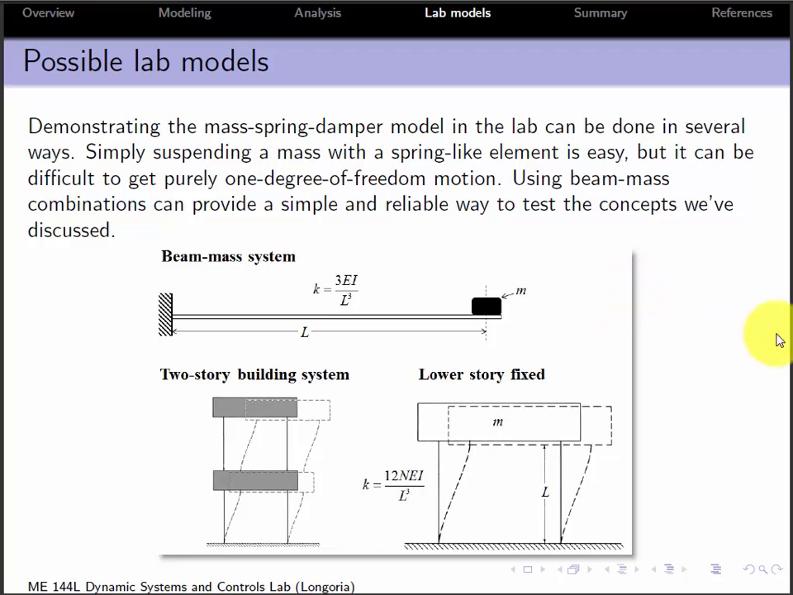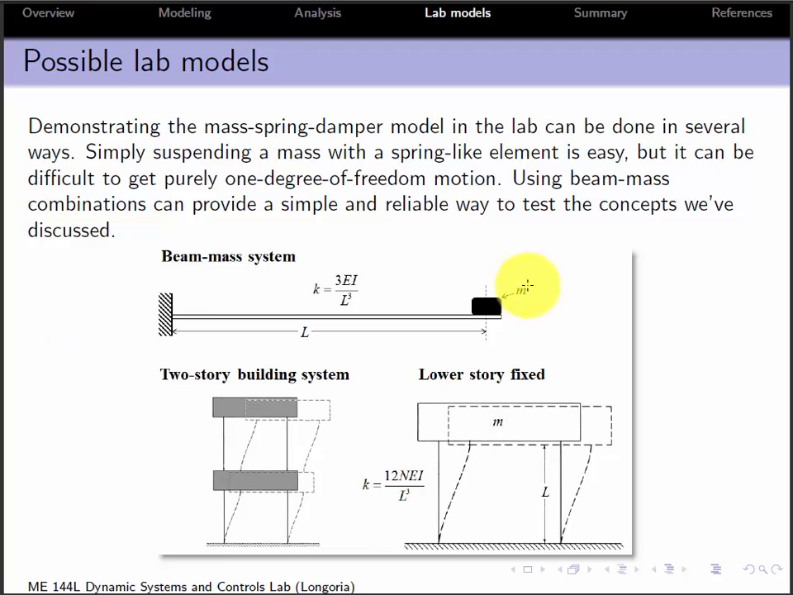So now let's look at a couple of different lab models that we will consider in the labs that we run. What we want to do in the lab is set up a mass spring damper system that gives consistent results. Sometimes we've tried just hanging a spring from a mass, but you want to constrain it because you want it to follow the model that you are defining. Using beam type springs with masses is nice because they don't oscillate in multiple directions, and they're a little bit easier to control.